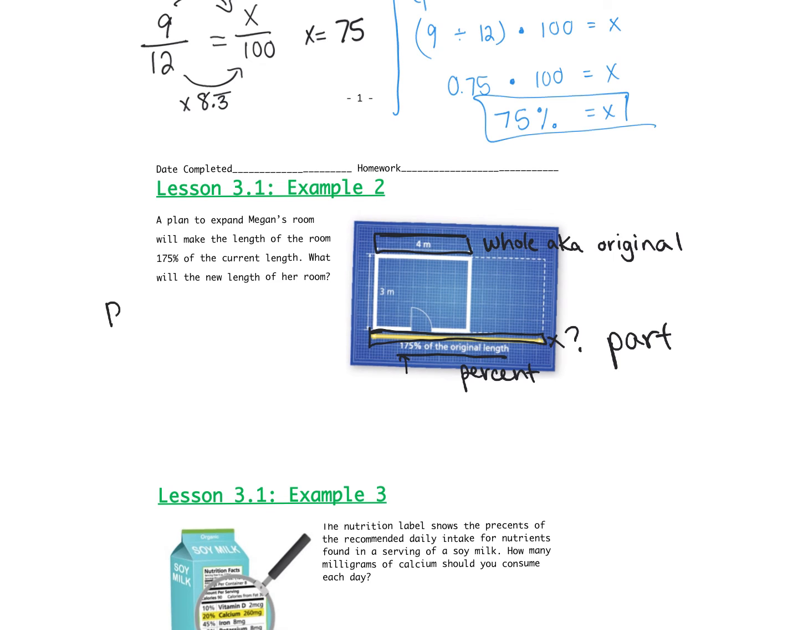So we have our part divided by our whole times 100 should equal the percent. Now, does it look like this formula that we've been using is actually going to work for what we need? We already know our percent. We're not trying to find the percent. We actually want to find out what is our part.